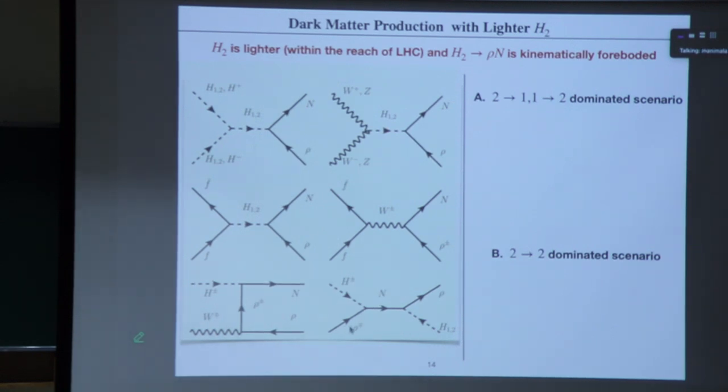Here what is happening is that the bath particle is producing N, N is produced on shell, and then N can decay again to rho H1. Here we consider rho as the dark matter candidate. And the second scenario is where N is the dark matter candidate, and then one can show that some of the other annihilation contributions can be very important.